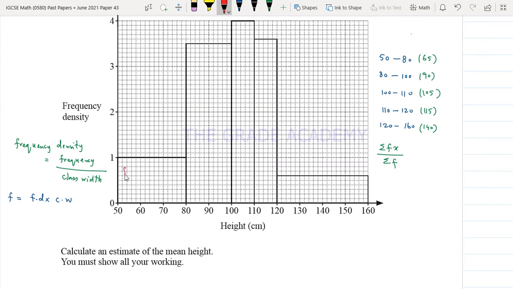Now the frequency of this first interval or class will be equal to frequency density multiplied by class width. So here frequency density is 1, multiplied by the width of the class from 50 to 80, which is 30. So 1 times 30 is 30. So the frequency is 30. Now for the second interval, the frequency will be equal to 3.5 times 20. Here the frequency density is 3.5 and the width of the class from 80 to 100 is 20. So 3.5 times 20, so frequency will be equal to 70.